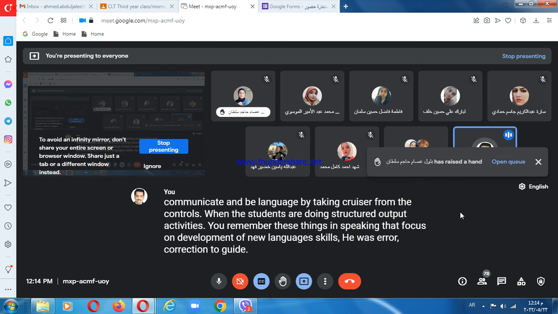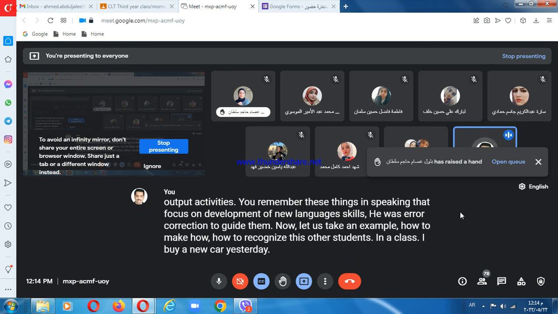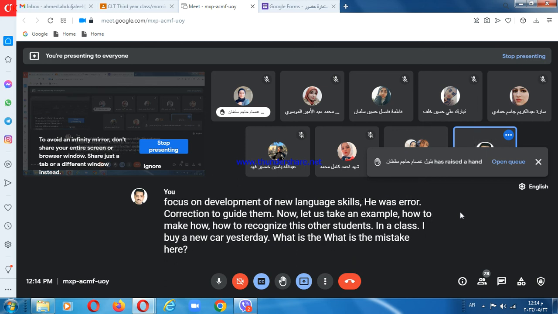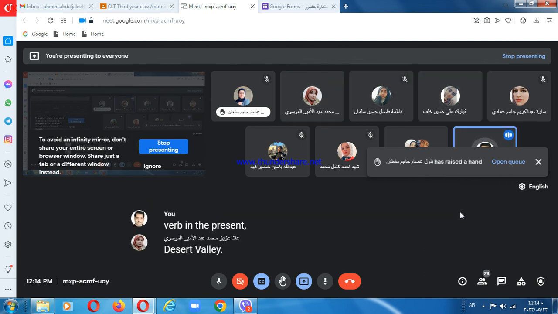Now let us take an example of how to recognize this error. A student in a class says, "I buy a new car yesterday." What is the mistake here? The mistake is in using the verb in the present while we have yesterday. It should be what? Bought. Yes.